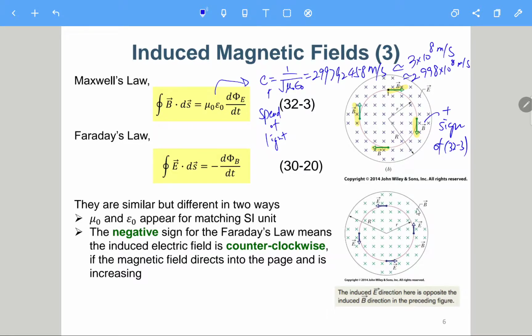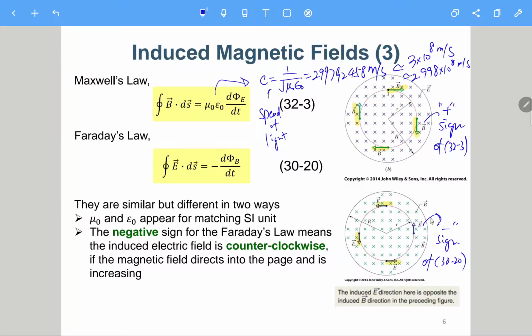But here, suppose we have barely the same graph, but here we have the magnetic field pointing into the page, and we assume the magnetic field is increasing. And in that case, as we have the negative sign, the induced E field should be somehow like counterclockwise. And this is due to the positive sign of 30/20.